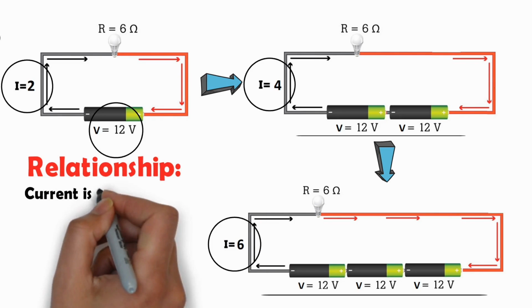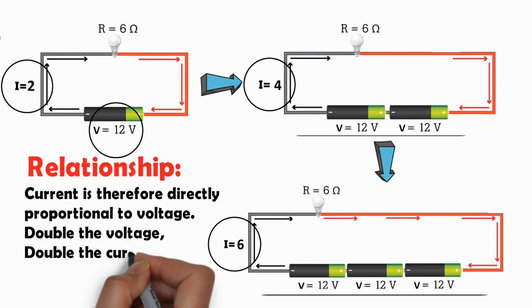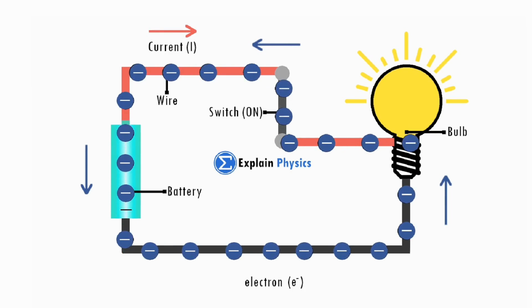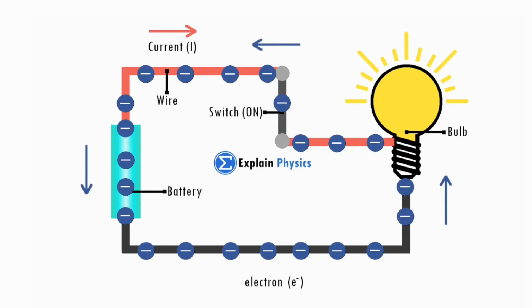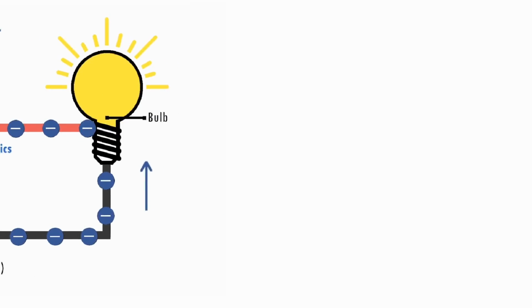We can conclude that current is therefore directly proportional to voltage. Double the voltage, double the current, which means more electrons are flowing. Remember that voltage is like pressure. It is the driving force in the circuit. It pushes the electrons around the wire, causing the bulb to light up. The greater the voltage, the more electrons can flow in the wire.